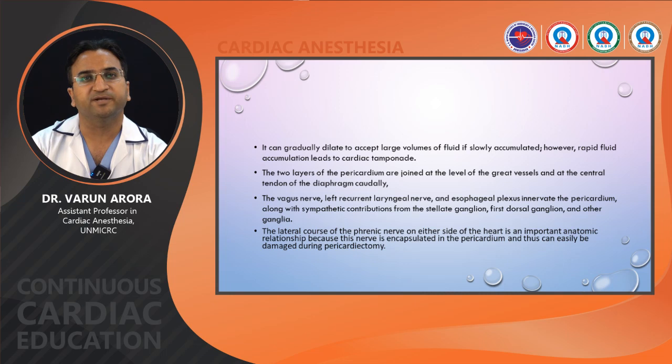The two layers of pericardium are joined at the level of the great vessels and at the central tendon of the diaphragm caudally. The vagus nerve, left recurrent laryngeal nerve and esophageal plexus innervate the pericardium, along with sympathetic contribution from the stellate ganglion, first dorsal ganglion and other ganglia. The lateral course of the phrenic nerve on either side of the heart is an important anatomic relationship, because this nerve is encapsulated in the pericardium and can easily be damaged during pericardiectomy.